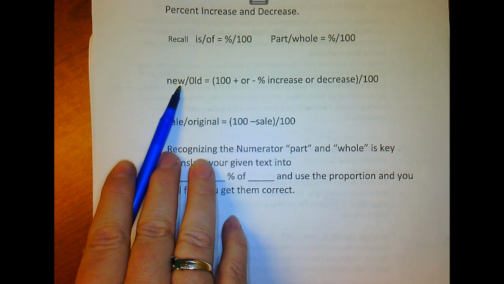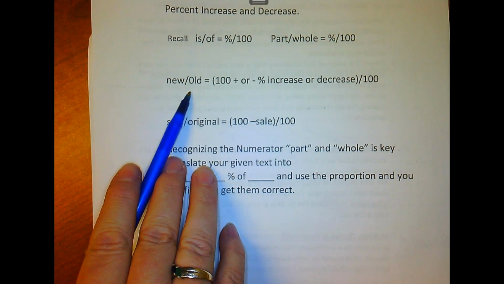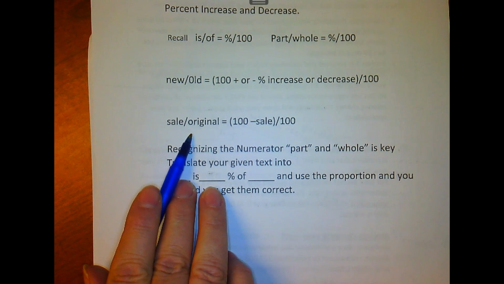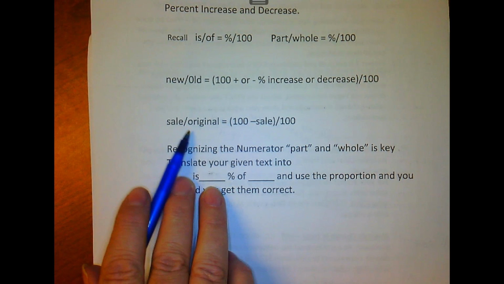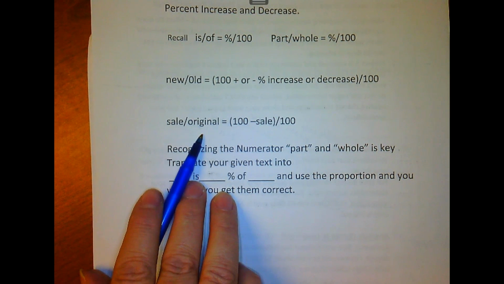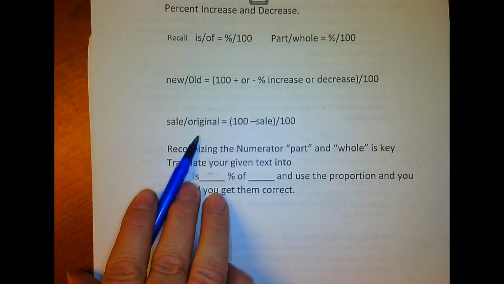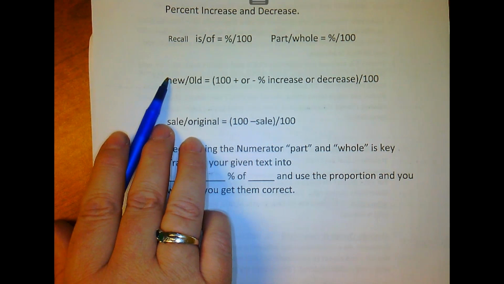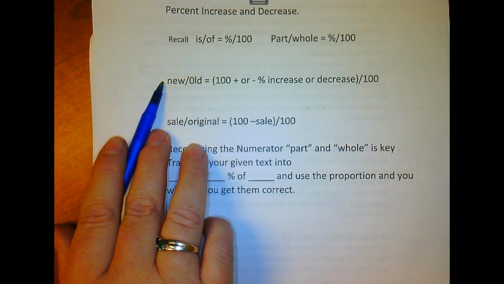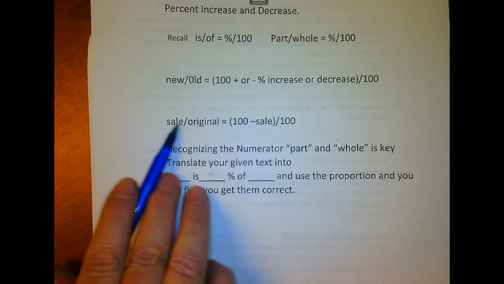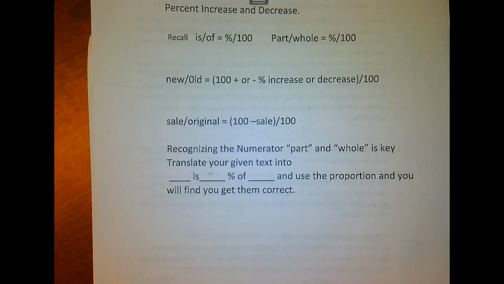And a lot of times it's easy to find the part and the whole. We're looking at a new over an old value. Also a sale price over an original price. Because sale is part of an original price, the original came first. You take a percent of it to get the sale price. So the sale price is part of the whole, which was the original. A new price is part of the old, or a new something is part of the old amount. So these are some key terms that can help you in the word problems.